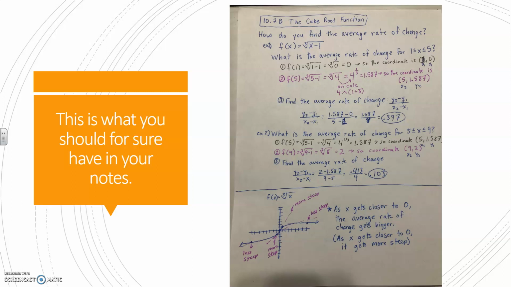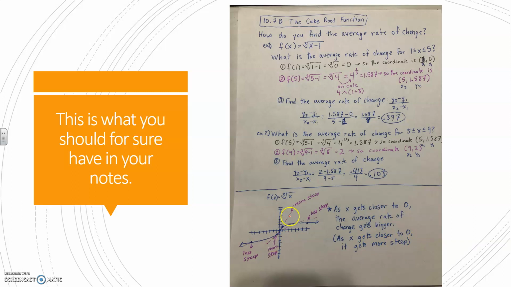This is where you should pause this, and if you don't have some of these on your notes, you would want to get them added in. Example 1 and 2 is what we just walked through, but at the bottom, you can see that I drew a picture and I summarized it as x gets closer to 0, the average rate of change gets bigger, and as x gets closer to 0, it gets more steep. That's another way to think about it.